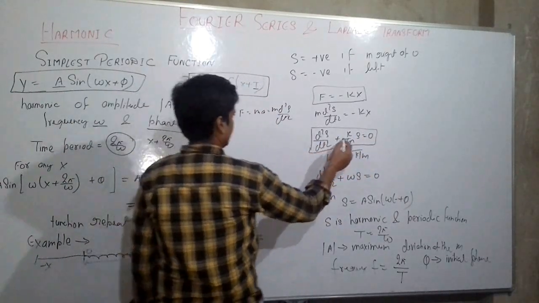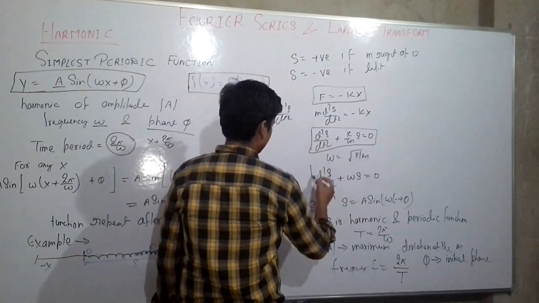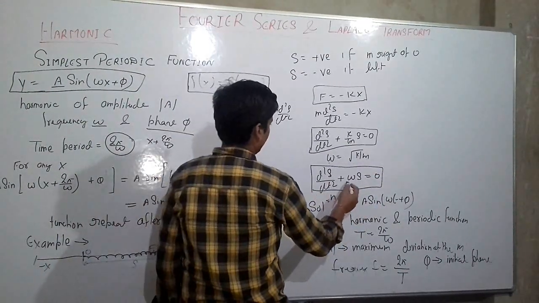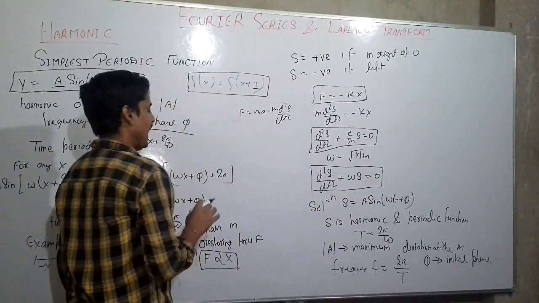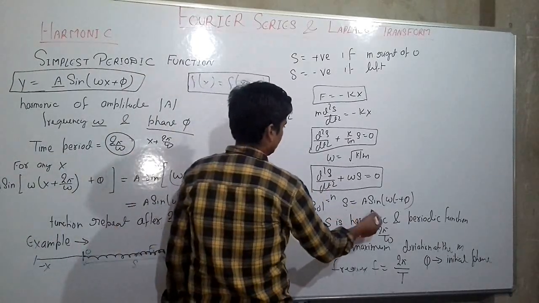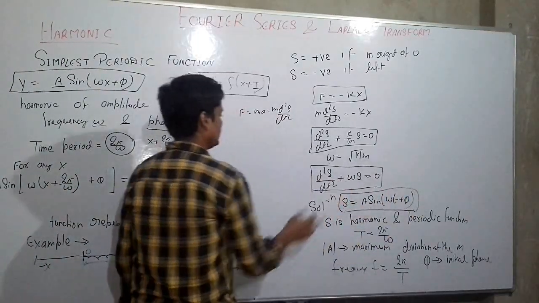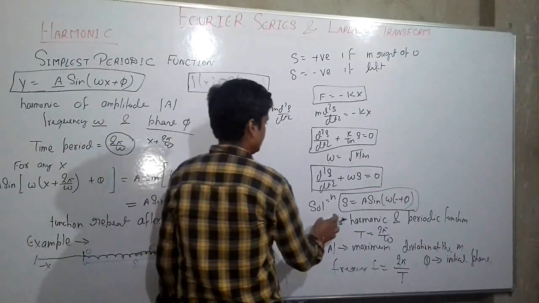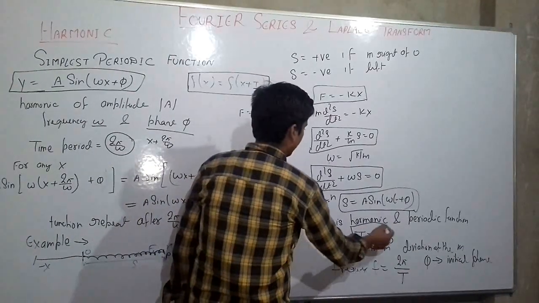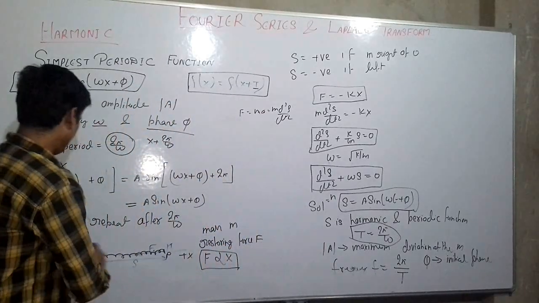d2s by dt2 plus k by m s. And if we assume omega is equal to root k by m, then we can simplify this differential equation into the form d2s by dt2 plus omega squared s is equal to 0. The solution of this differential equation is s is equal to A sine(omega t plus phi). Here s is a harmonic or periodic function, where the time period is T is equal to 2 pi by omega, and here A is the maximum deviation from the origin O.